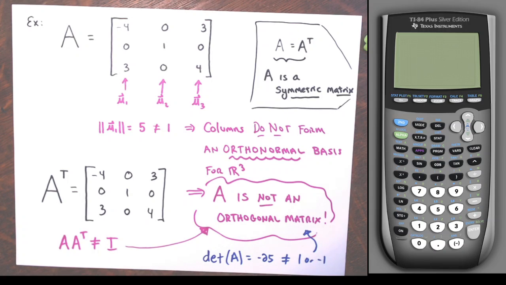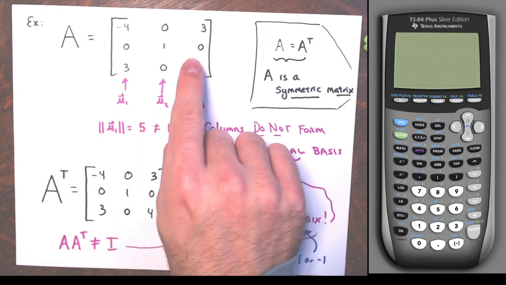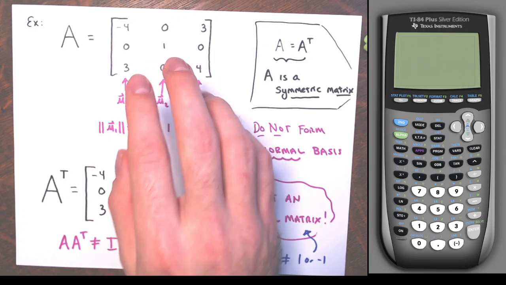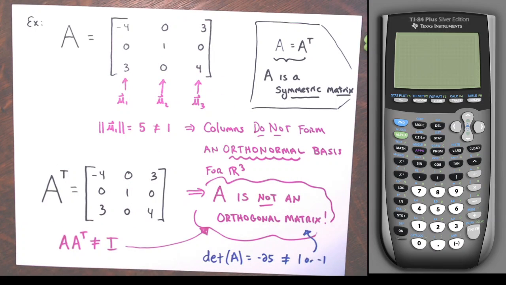It doesn't preserve lengths. Now it would preserve angles, but not lengths, right? Again, these are orthogonal. You could take the dot product of any pair of these, it's equal to 0. So the angles would be preserved, but not the lengths, not the norms. So again, we could say that this matrix is not an orthogonal matrix. It does not represent an isometry.